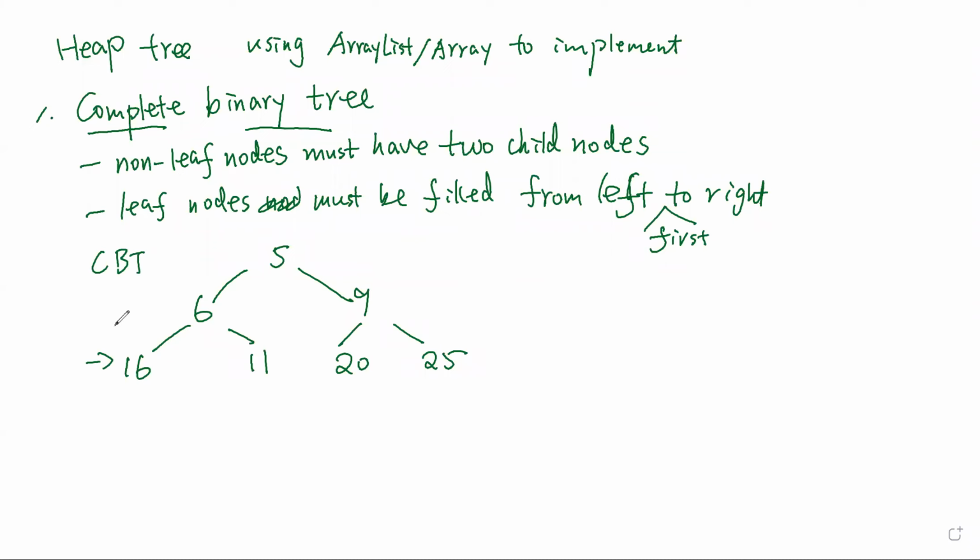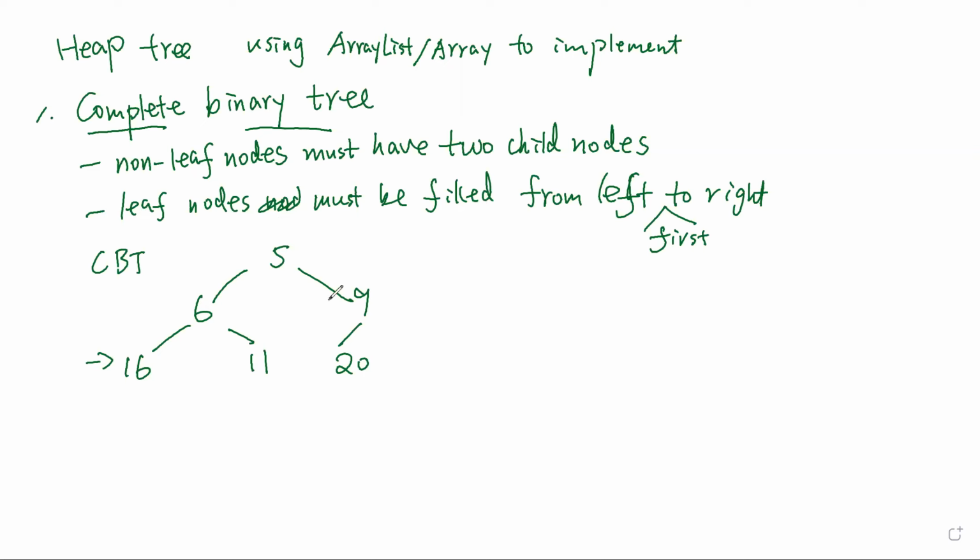And then let's take a look at another case. So here I can use the eraser. Then how about this? If you take a look, this also follows the rules. This owns both properties, so it is still a complete binary tree.